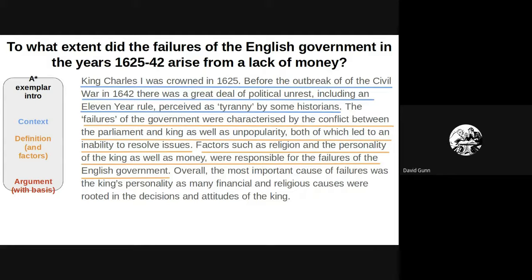Overall, the most important cause of failures was the king's personality, as many financial and religious causes were rooted in the decisions and the attitudes of the king. So you can see they've clearly got context, definition, argument, and the argument has a clear basis. So it's not just saying overall it was the king. They've got a nice basis there. So that's a really top level answer. It's a real example from a student.